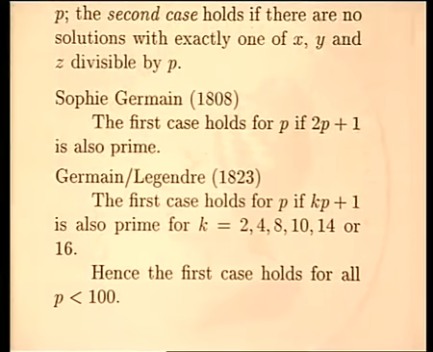Working with the mathematician Legendre, she was able to extend her analysis, and by 1823 they had proved that the first case holds for exponent p if kp plus 1 is a prime for k equals 2, 4, 8, 10, 14, or 16. This already suffices to show that the first case holds for all exponents up to 100, and this was achieved by 1823, which was before Dirichlet had given his proof of the full theorem, even in the case of exponent 5.